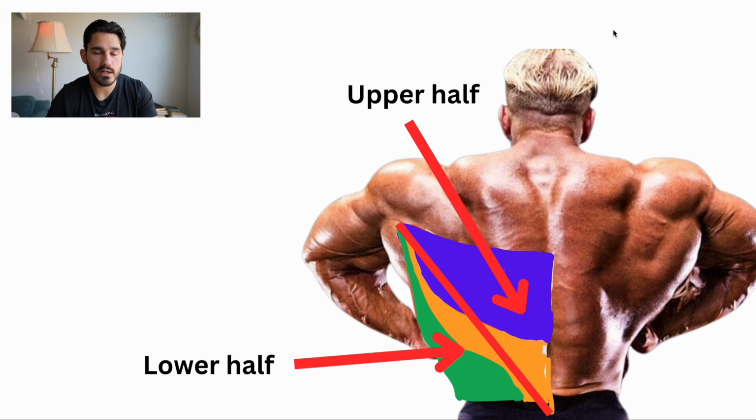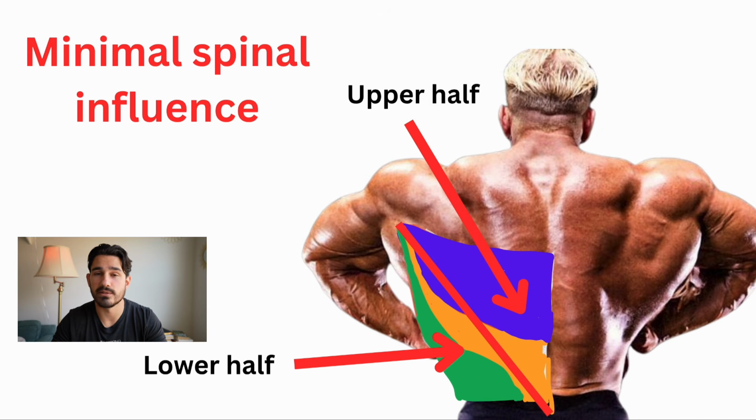So now that we have a basic understanding of the different fiber directions of the lats and all the different portions of the lats, it's time to get a little bit more granular about their anatomy, specifically as it relates to how the function between the different regions changes. And there are two major things to point out here. The first is that there's minimal spinal influence from the lats. So although the lats do attach to the spine, they are not huge spine movers.